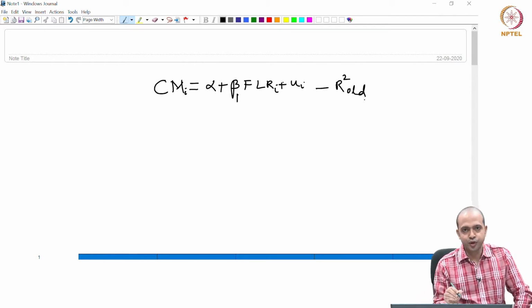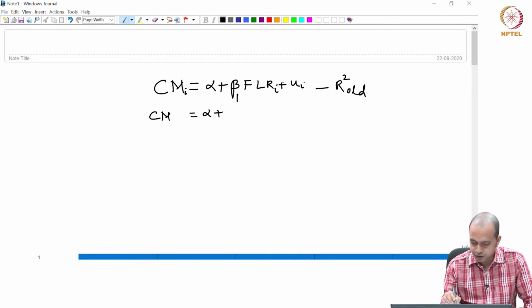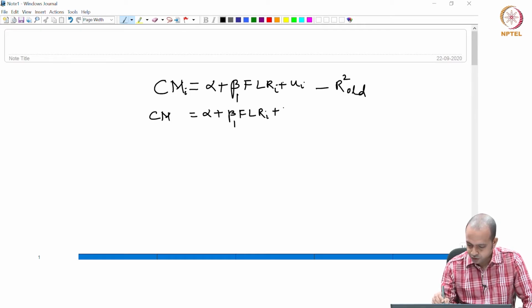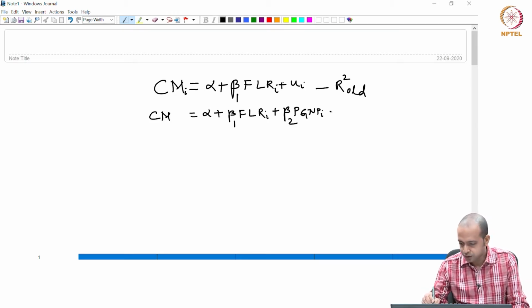And then when we add the PGNP variable in the model, that will become CM equals alpha plus beta 1 FLR plus beta 2 PGNP, per capita GNP, plus UI, and if you estimate this model, you will get another R square, which is, let us say, R square new, right.